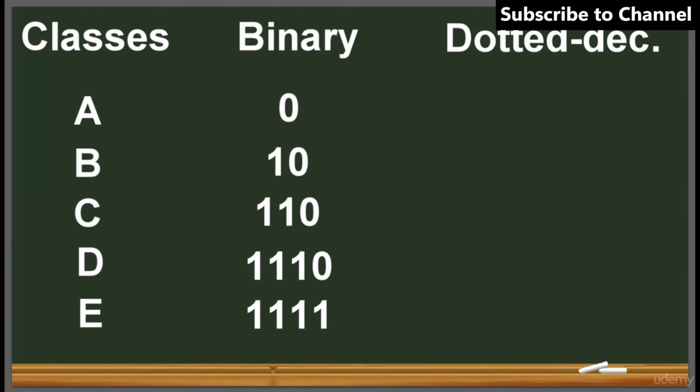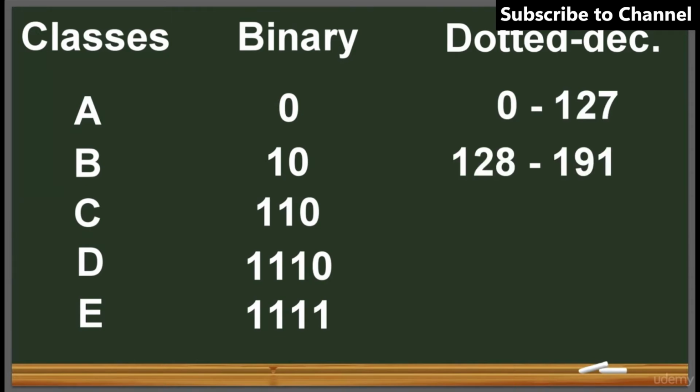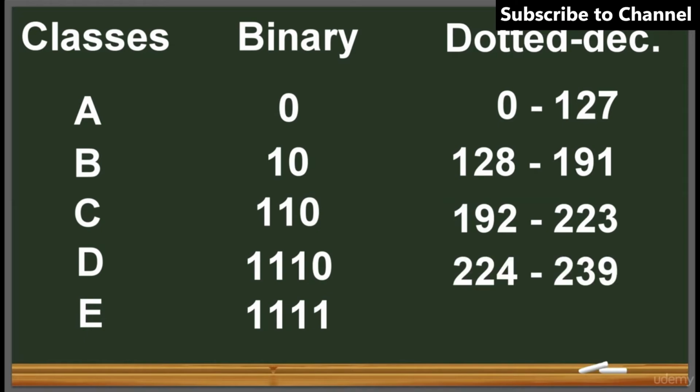On the other hand, in the dotted decimal notation, an IP address belongs to class A if the first number is 0 to 127. It belongs to class B if the first number is 128 up to 191. An IP address in class C starts with 192 up to 223. A class D IP address starts with 224 up to 239. An IP address belongs to class E if it starts with 240 up to 255.